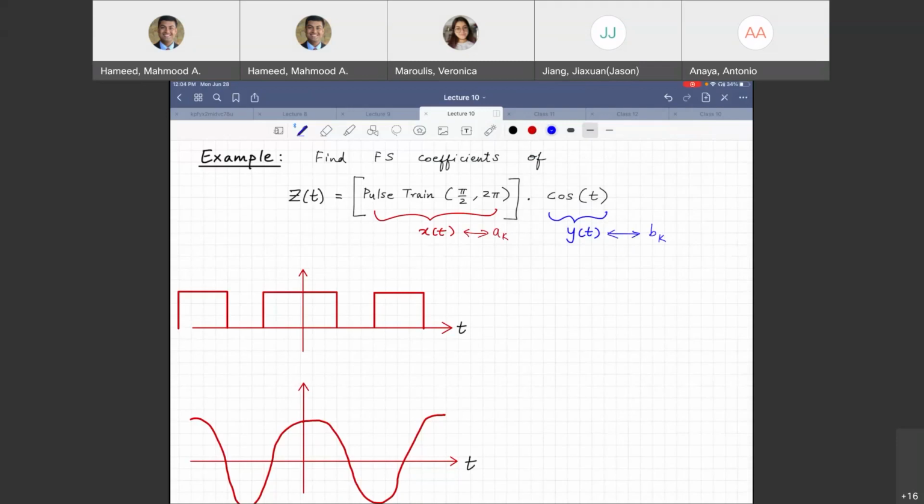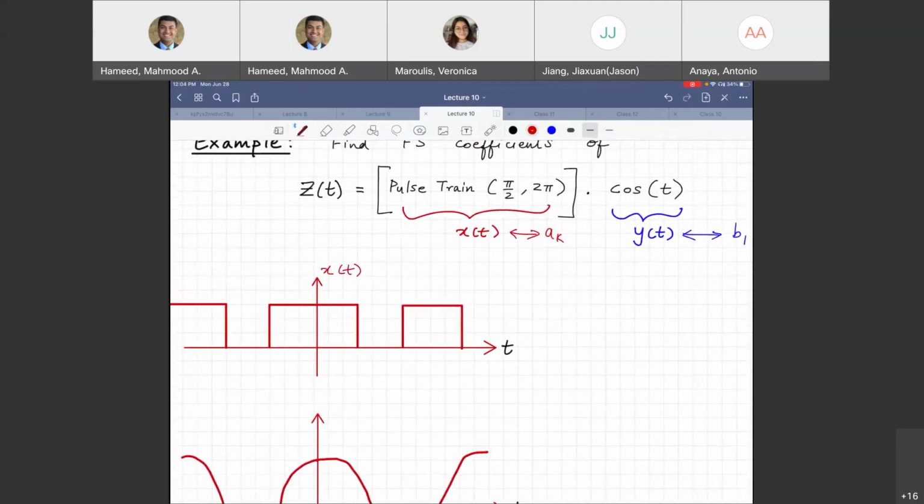For x of t, pulse train pi over 2. So that will make this pi over 2. This will be negative pi over 2. This will be 0. So what is this? 2 pi? Yeah, that's your pulse train, right? The amplitude is 1 everywhere there. So that's your pulse train.